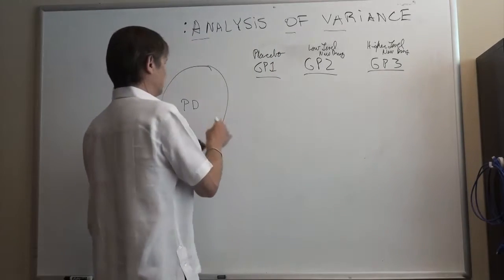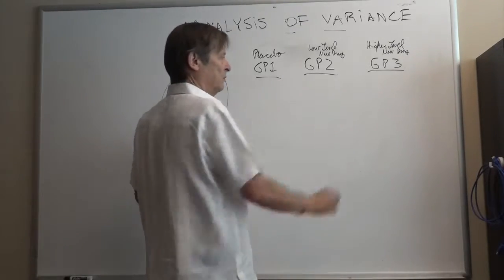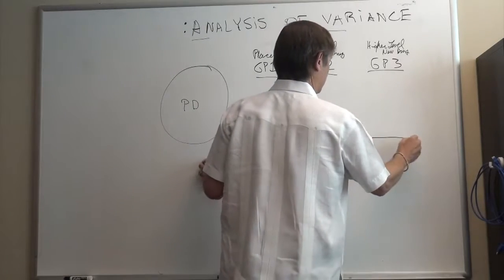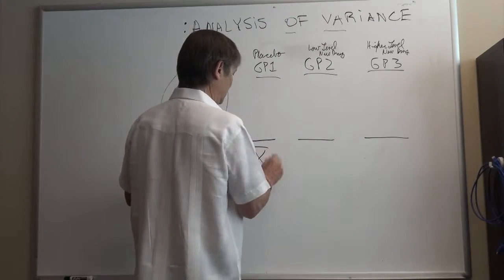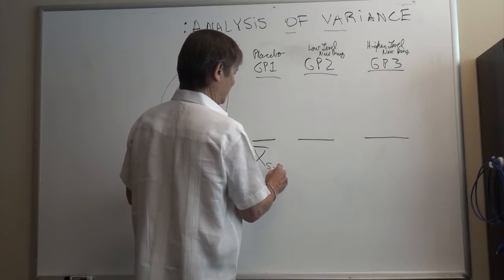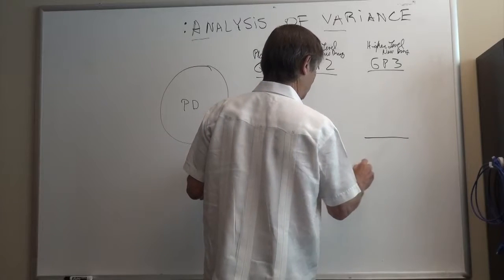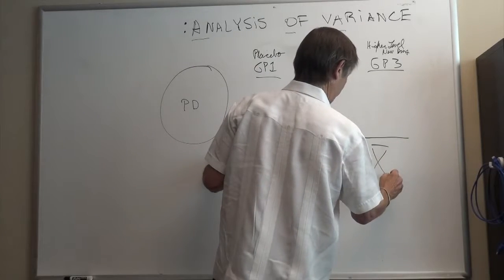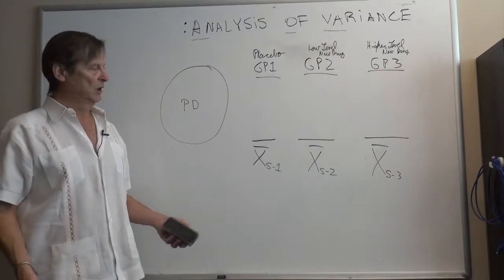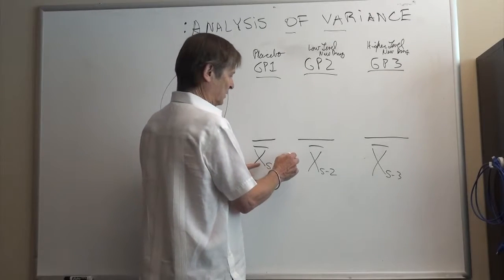We randomly assign them. That means any Parkinson's patient who volunteers to be in our study has an equal chance of being in all the groups. Our focus then to test that null hypothesis is we're going to have the mean number of symptoms, I'm going to just put S, for group 1, the mean number of symptoms for group 2, and the mean number of symptoms for group 3.